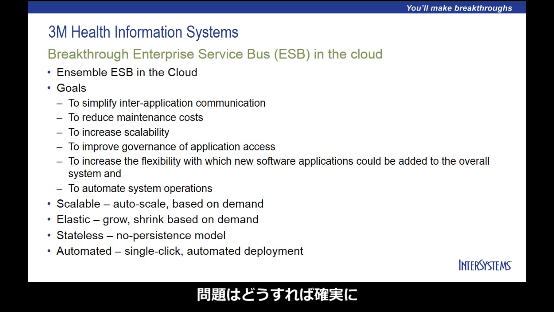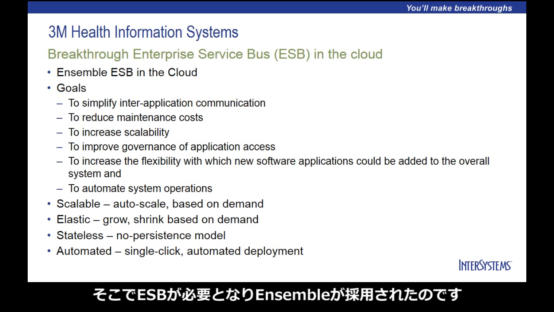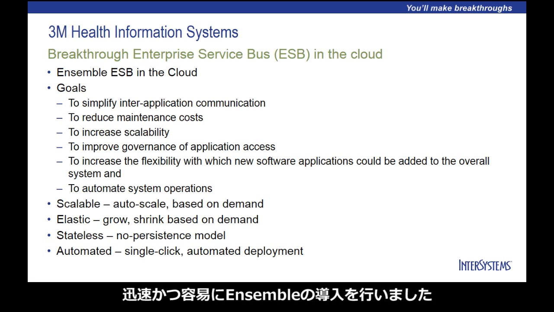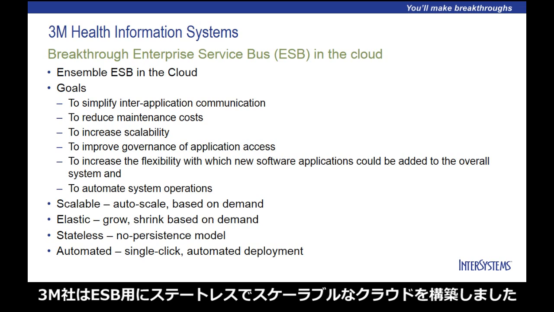The challenge that they were having was they needed something very reliable to be able to orchestrate the messages between these components. So they were looking for a true enterprise service bus. So they picked Ensemble for that. And what's really neat about what they did was they created, very quickly and easily, with minimal interaction and help from us, a stateless, scalable, automatic cloud for the ESB. We did talk to them and we did help them, but by no means was it excessive.